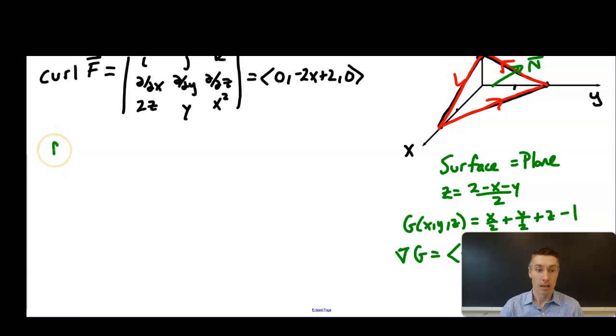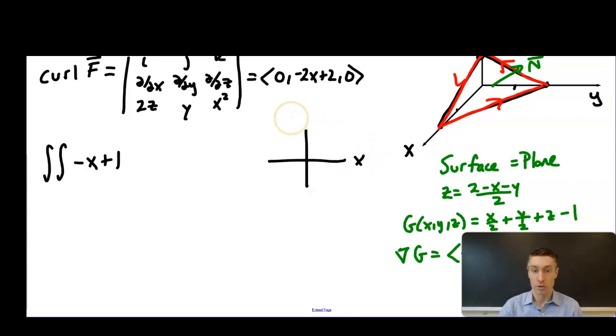So now we're going to take the double integral. Let's go back to black here. Double integral, dotting the curl with that normal vector just gives us negative x plus 1. And then we have to set up the bounds of integration. In the xy plane, since we're using a trivial parameterization, everything in terms of x and y, it's going to be that little triangular region, 2 and 2, so y equals 2 minus x.